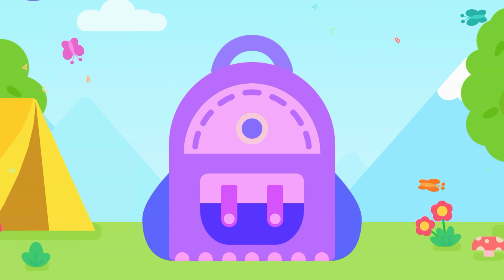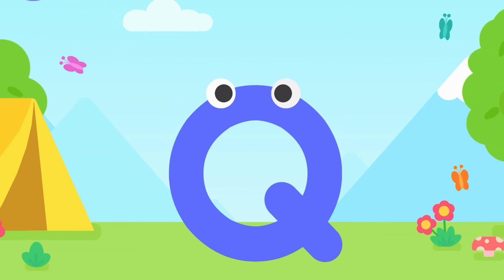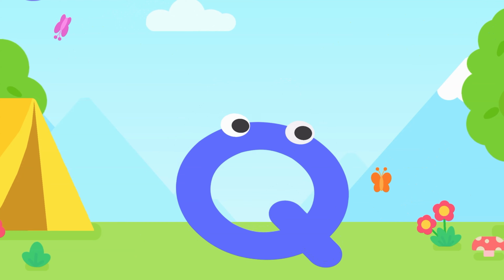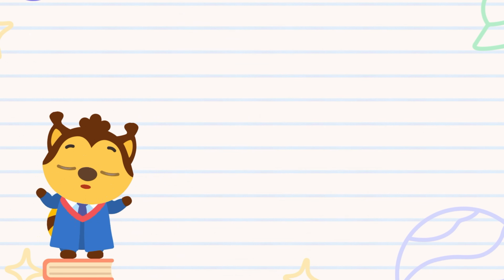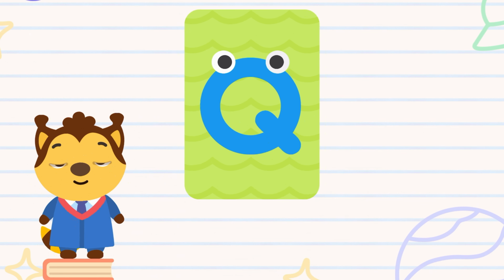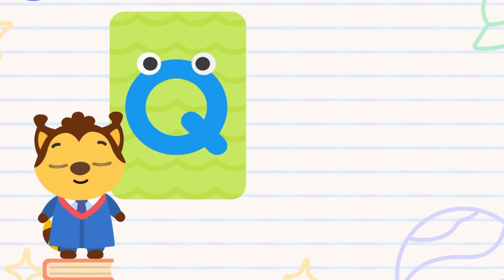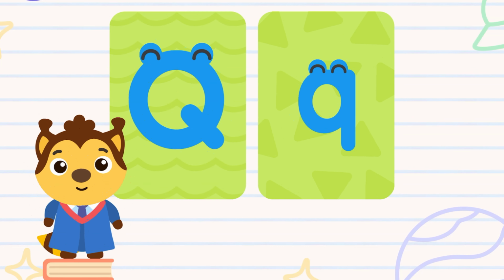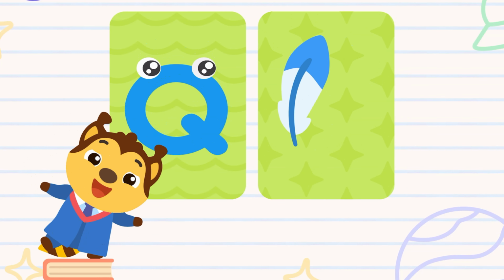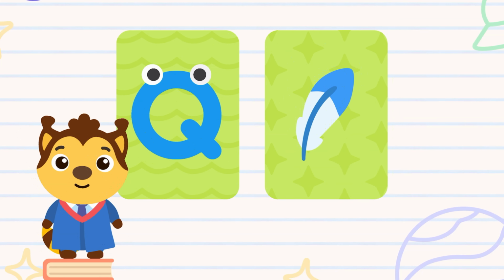Look, it's a backpack. Let's see what's inside. Super! Q. Let's move on. Yeah! Let's learn about the letter Q. This is a capital letter. Q. This is a small letter. Q. The word quill starts with the letter Q. Quill.